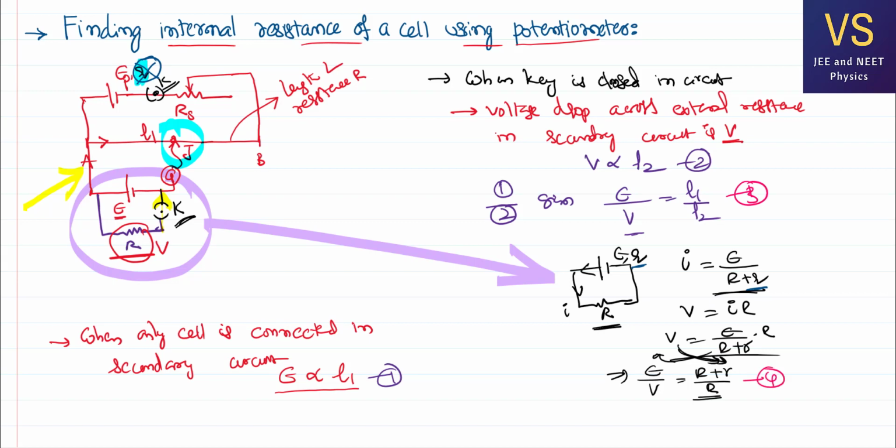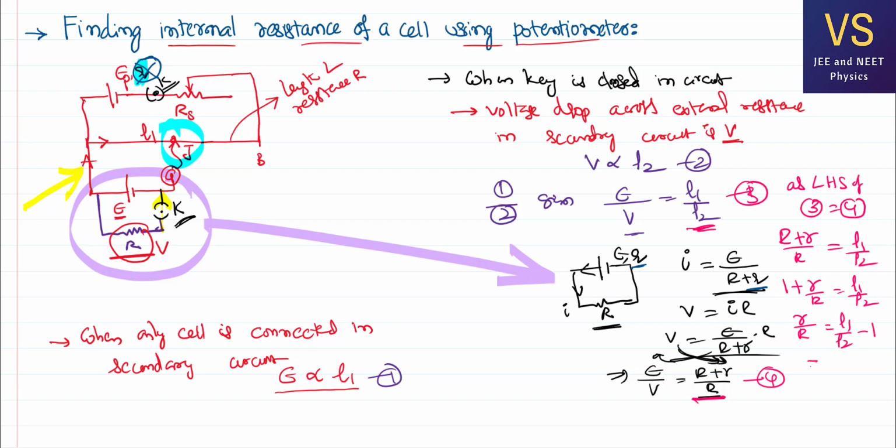So as the LHS of 3 and 4 are equal, I can just equate the RHS. As LHS of 3 equals 4, the RHS are also equal. What is the RHS? Capital R plus small r by capital R for equation number 4. L1 by L2 for equation number 3. So dividing with capital R gives you this. Then small r by capital R is L1 by L2 minus 1, that is L1 minus L2 by L2, that implies small r equals L1 minus L2 by L2 of capital R. This is how we can find out the internal resistance of a cell using a potentiometer.